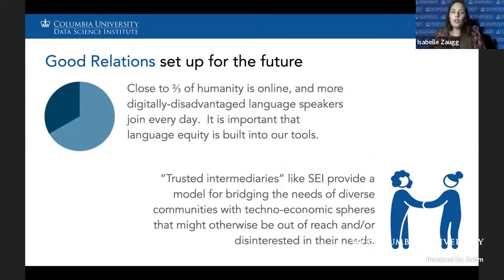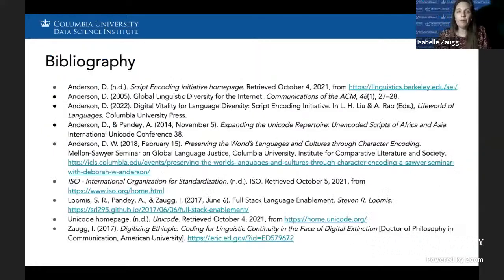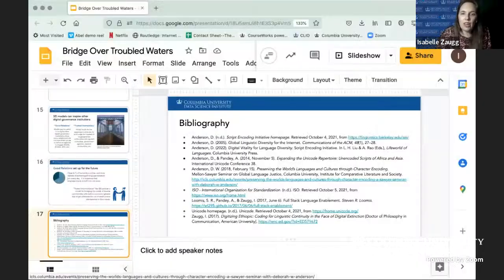Considering that close to two-thirds of humanity is online and more digitally disadvantaged language speakers join every day, it is important that we build language equity into our tools, and trusted intermediaries like SEI provide a model for bridging the needs of diverse communities with techno-economic spheres that might otherwise be out of reach and or disinterested in their needs. So thank you to all the work that has influenced my research over the years. And I'll stop there.